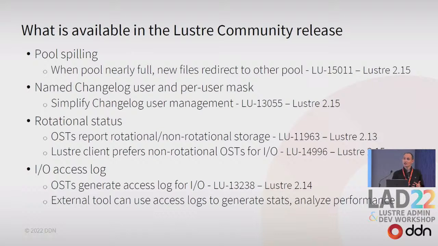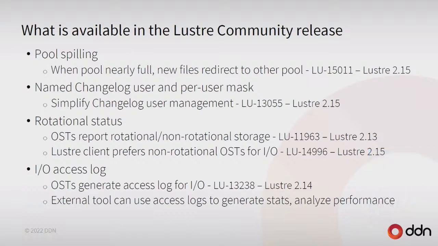So at the beginning of this presentation, I told you that hot pools is a DDN ExaScaler specific feature, but it relies on a number of Lustre features that are already available in the code. For instance, the pool spilling feature is available from Lustre 2.15, as well as the name changelog and user and per user mask.